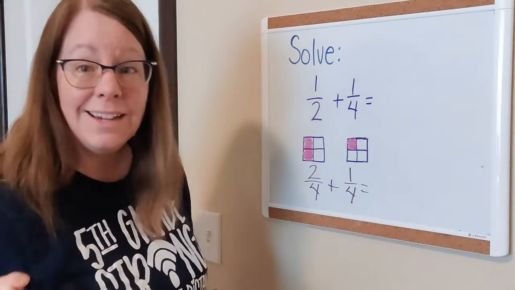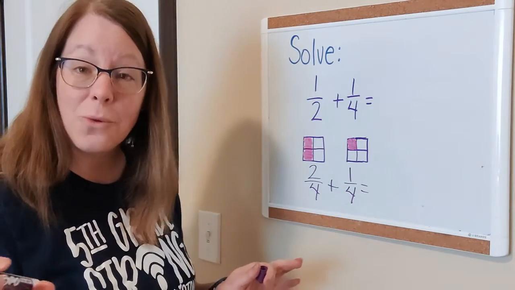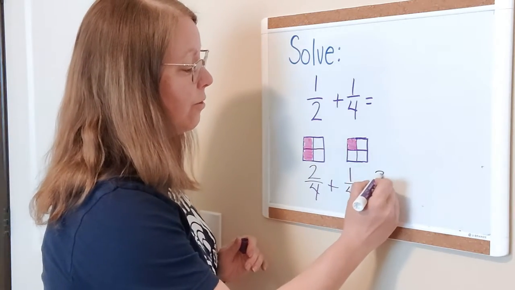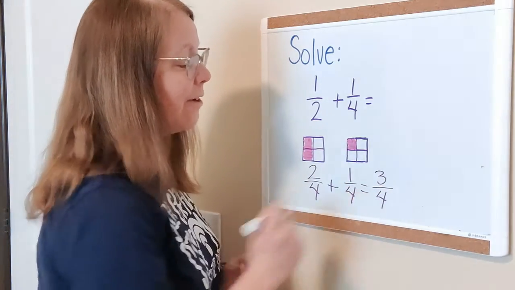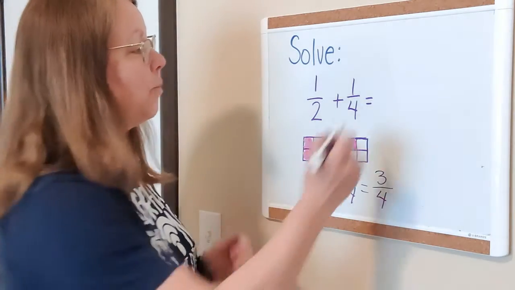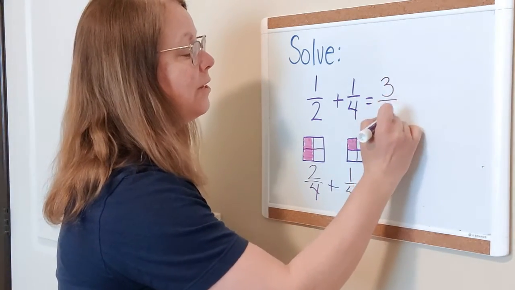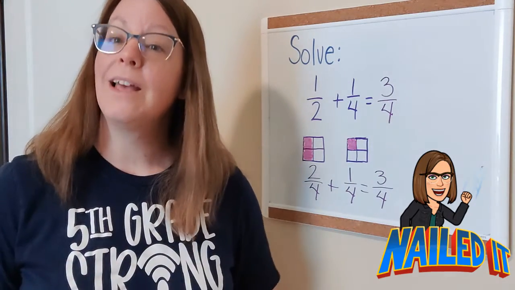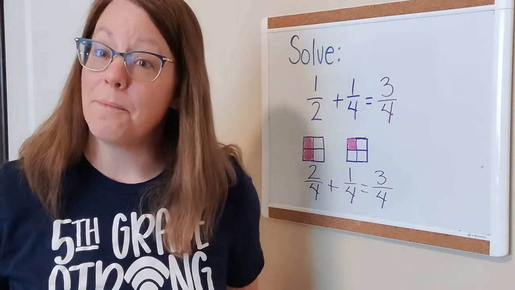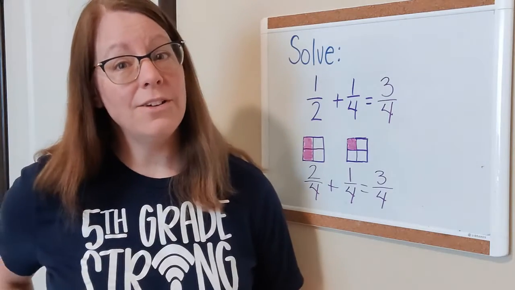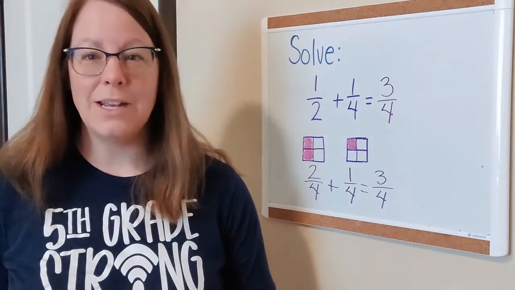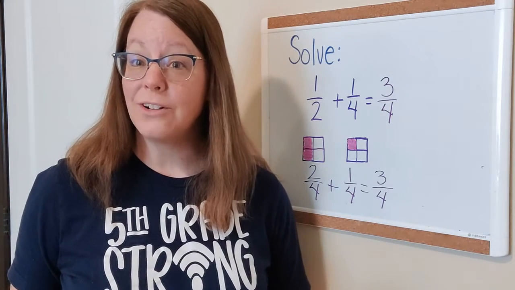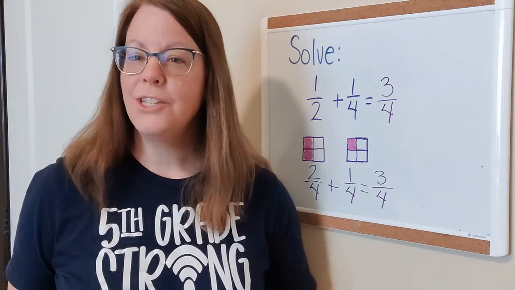It is very easy to add those. We've been doing that for a while. You know exactly how to do it. I've got 2 pieces here and 1 piece there, so total I have 3 pieces out of 4. So 1/2 plus 1/4 is 3/4. To get that answer, we first had to make the denominators the same. Once you have the same denominators, by making equivalent fractions, then you just go ahead and add those numerators, and there you go. Let's try another one.